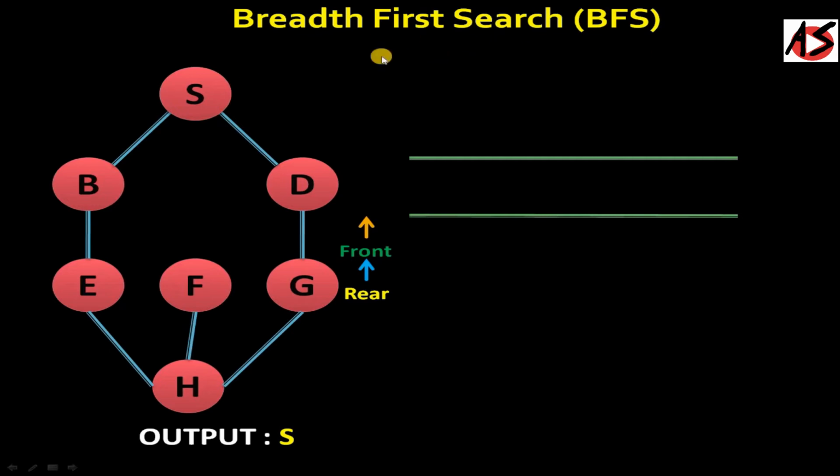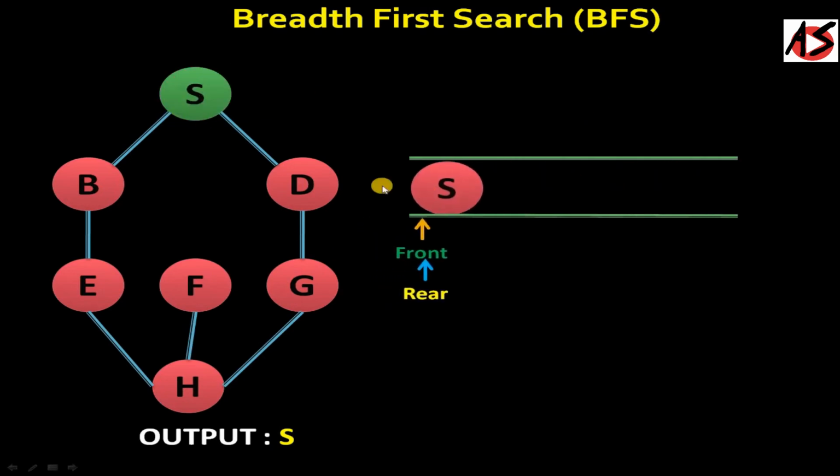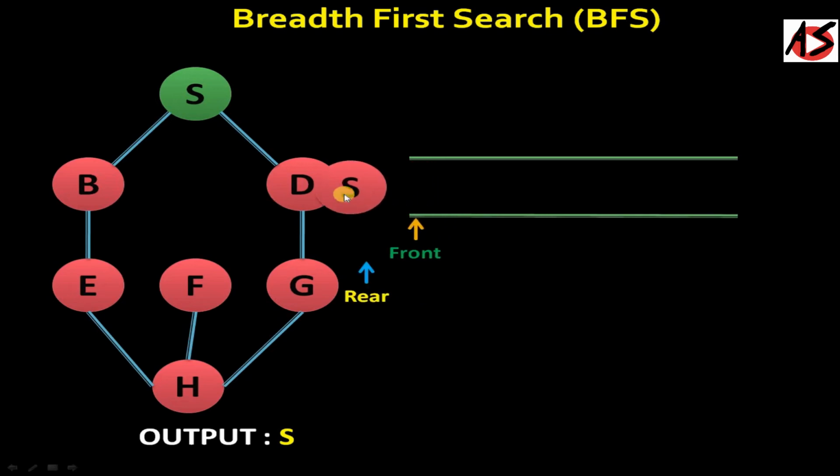We can start from any random node. Here we will start from S. We take S into the output and insert S into the queue. We mark S as a visited node and increment the front and rear pointers by 1, so it is now at 0. Now we will delete S from the queue.